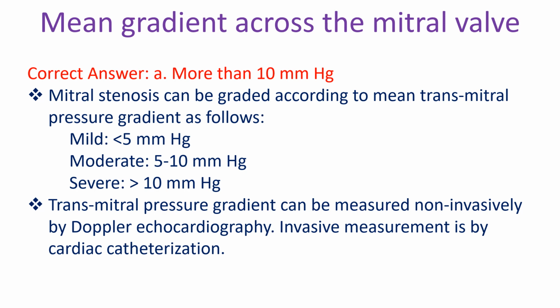Mitral stenosis can be graded according to mean transmitral pressure gradient as follows. Mild, less than 5 millimeters of mercury, moderate, 5 to 10 millimeters of mercury, severe, more than 10 millimeters of mercury. Transmitral pressure gradient can be measured non-invasively by Doppler echocardiography. Invasive measurement is by cardiac catheterization.